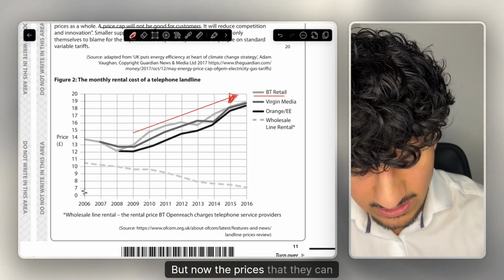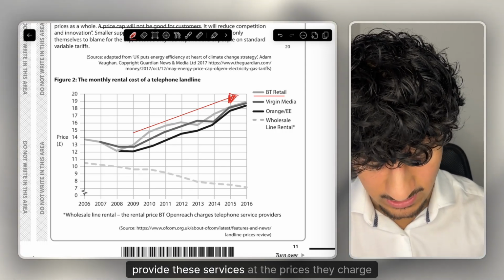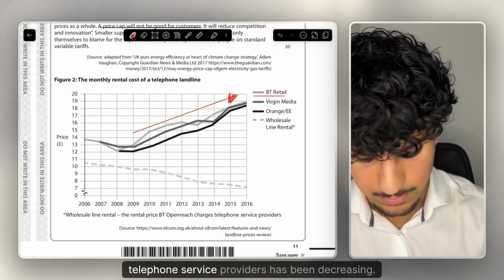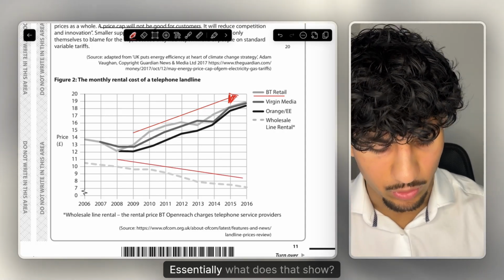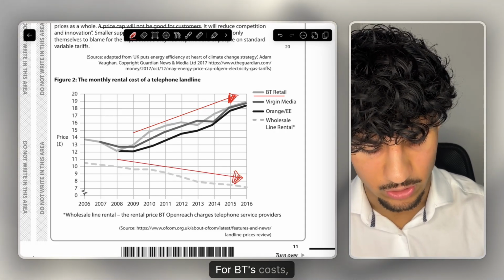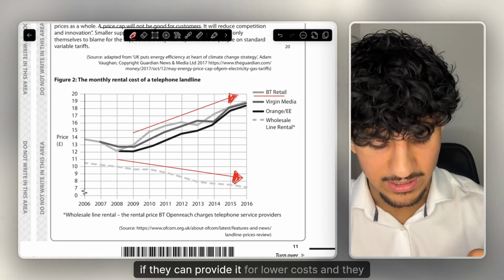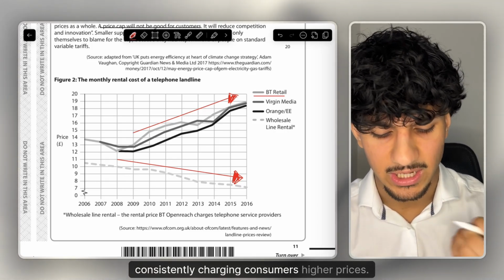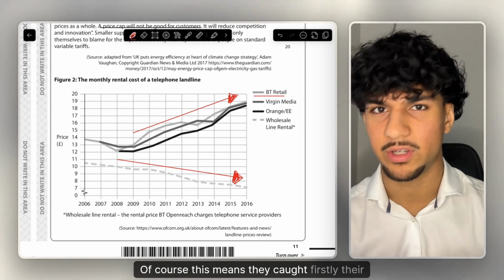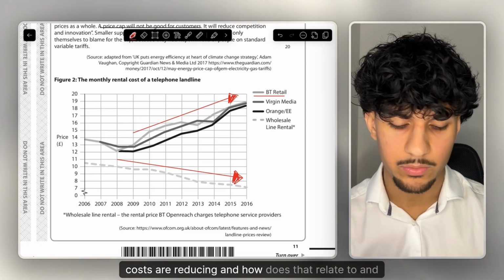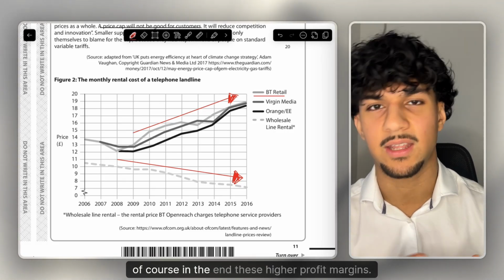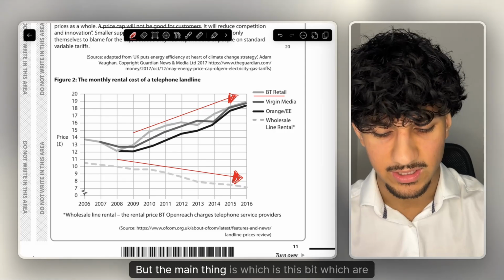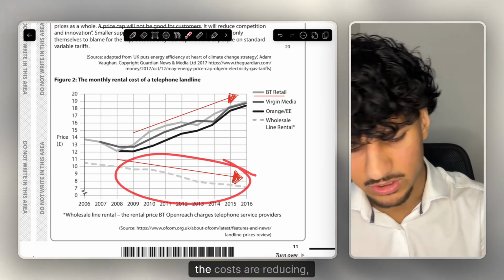But now the prices that they can provide these services at, the prices they charge telephone service providers, have been decreasing. Essentially, what does that show? What does that mean for BT's costs? If they can provide it for lower costs and they're consistently charging consumers higher prices, of course, this means firstly their costs are reducing, and of course, in the end, these higher profit margins. But the main thing is that the costs are reducing.